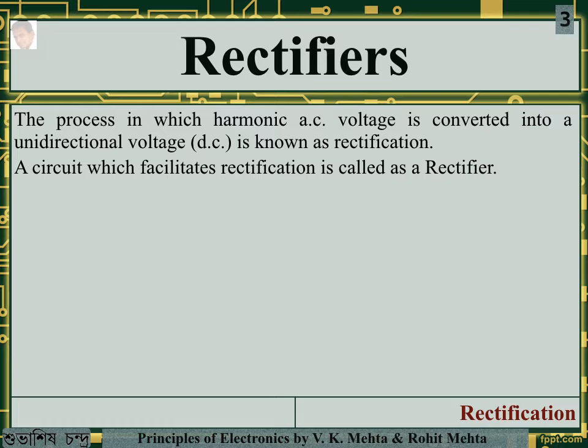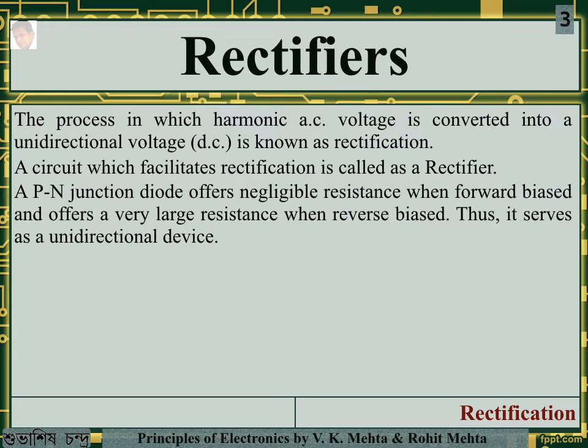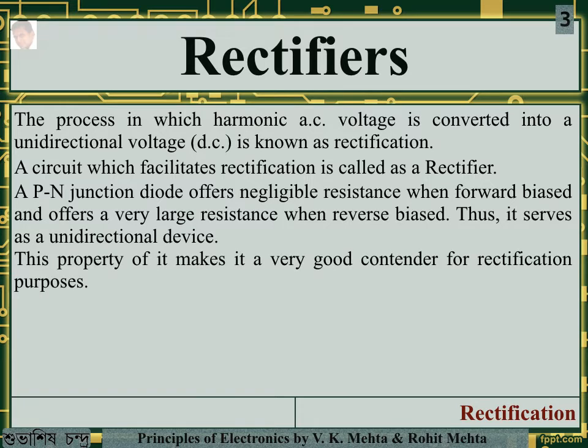So we can use a PN junction because, as we have seen in the earlier tutorial, it offers negligible resistance when it is forward biased and offers a very large resistance when it is reverse biased. So the current in the forward bias is quite large as compared to the current when it is reverse biased, which is generally neglected, and hence this diode acts as a unidirectional device which conducts current only when forward biased.